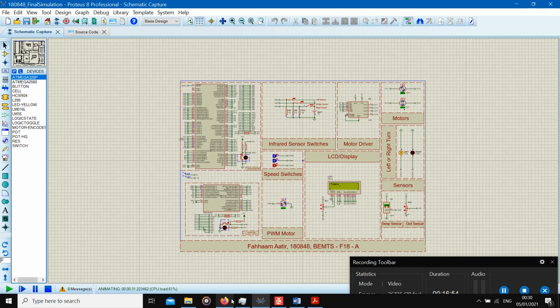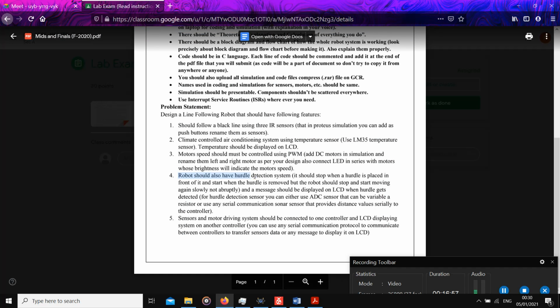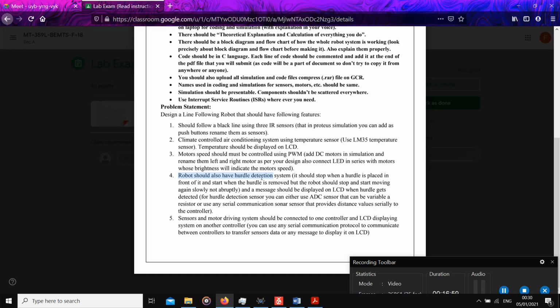So moving on to our next task, the robot should have a hurdle detection system. A hurdle detection system is basically an obstacle sensing system that is accomplished with the help of an ultrasonic sensor or a sonar sensor. You can also use an infrared sensor, but that has a lot of complications because it has a very limited range. So if you want a good sensing technique, it is recommended that you use the ultrasonic sensor or the sonar sensor.